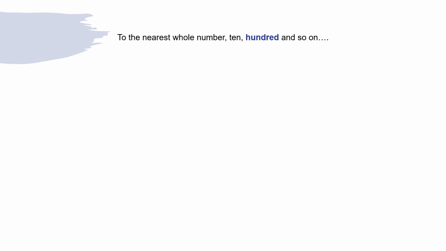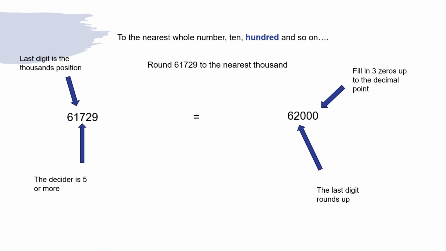You may potentially be asked to round to the nearest whole number, 10, 100, 1,000, or million. And here is what you do. If you are asked, you need to identify the last digit. For example, for the nearest whole number, it is the units position, and for the nearest 10, it is the tens position, and so on. Round the last digit and fill in with zeros up to the decimal point. Let's look at this example.